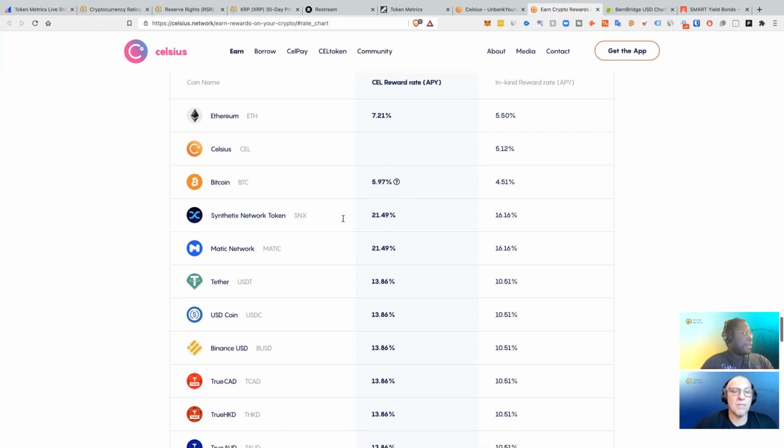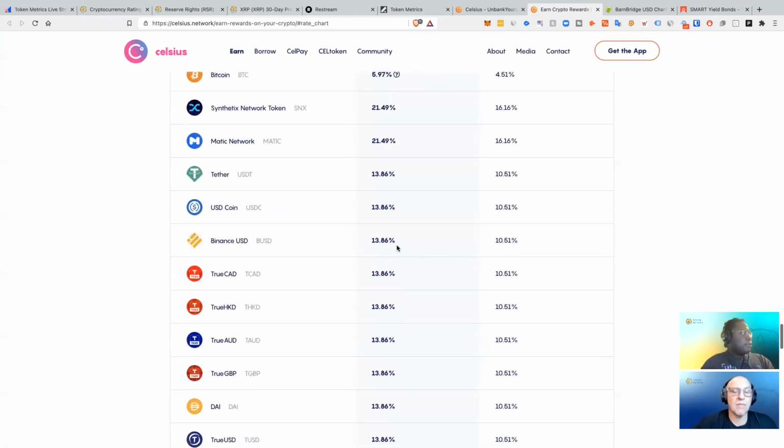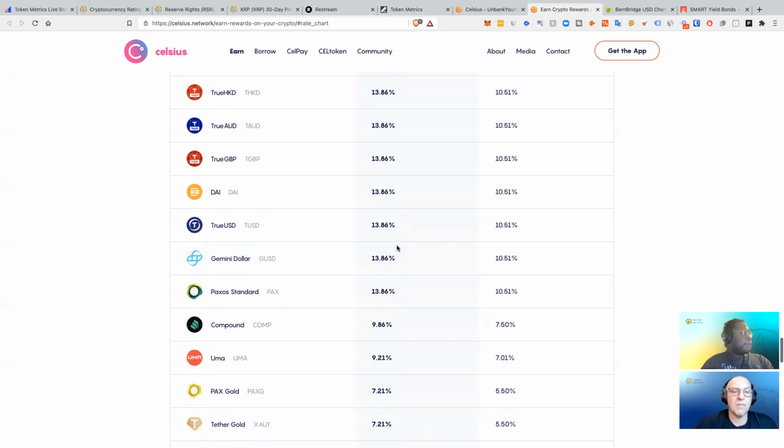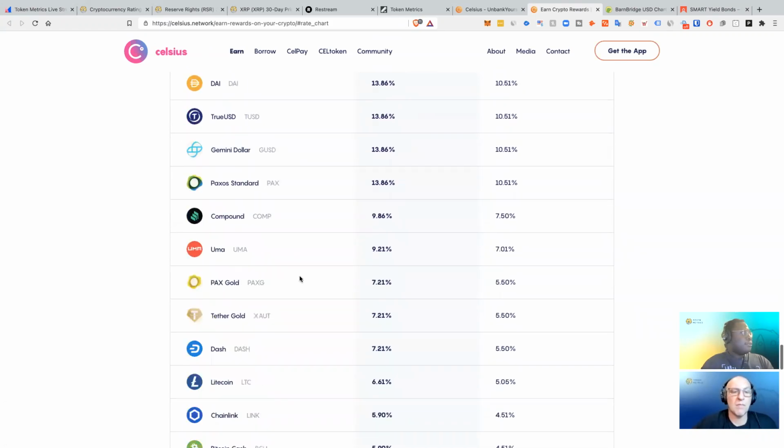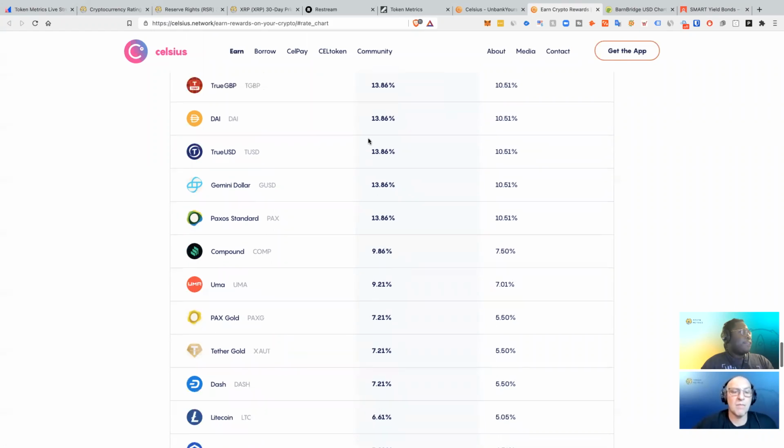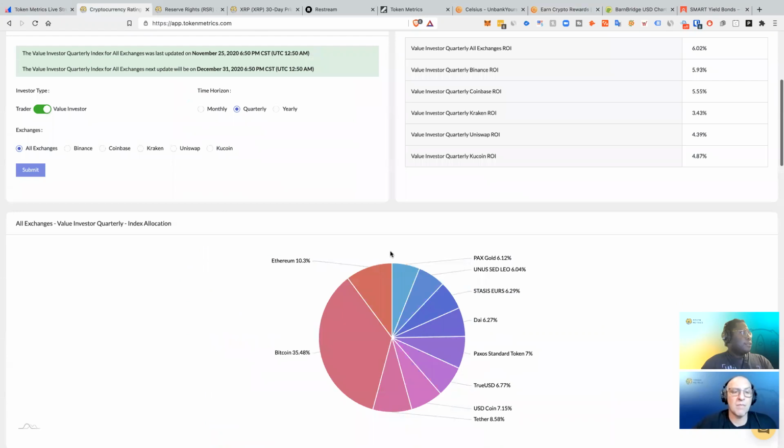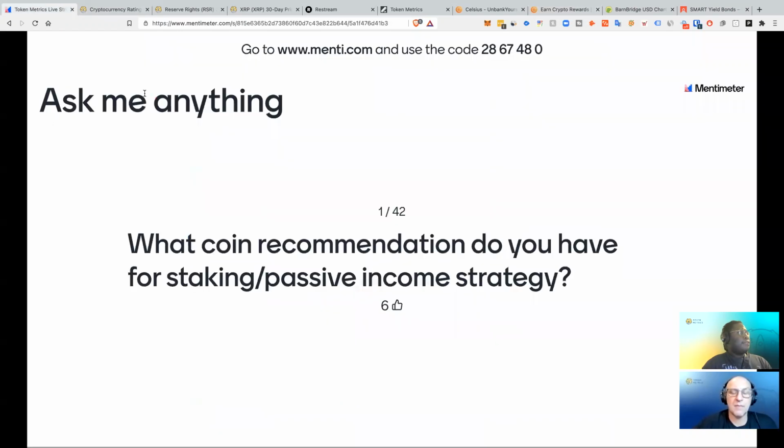Okay, it looks like they've been adding lots of new altcoins. They have Matic, 21%. So this is definitely one place to start. They have Pax Gold, right? So 7.21%. This is if you get paid in their token, or if you get paid without the token, it's just 5%. So let's say you have this index and you have Pax Gold and you want to earn some money on it, right? You could technically send it to Celsius and that's how that would work. So hope that answers your question.